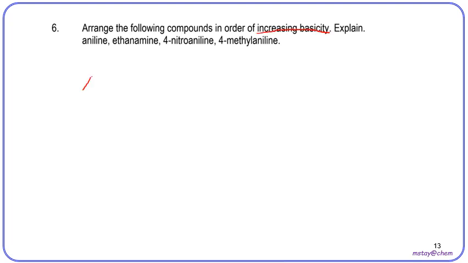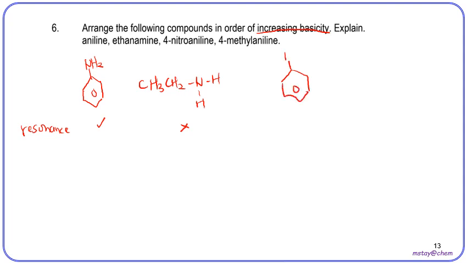Before we start, maybe we can draw the structure of aniline with the benzene ring. So it has the resonance effect. Okay, maybe I draw like this. Resonance effect. Then ethanamine, CH3CH2NH2, does not have resonance effect. 4-nitroaniline, the substituent is at the opposite position and also has a resonance effect due to the presence of the benzene ring. 4-methylaniline, with methyl CH3, this one also has the resonance effect.